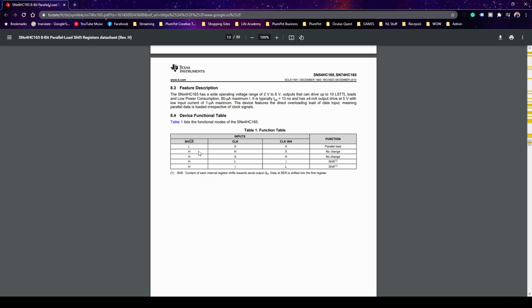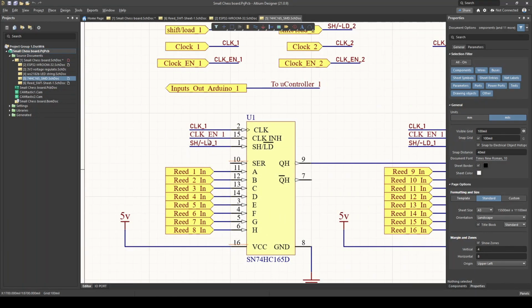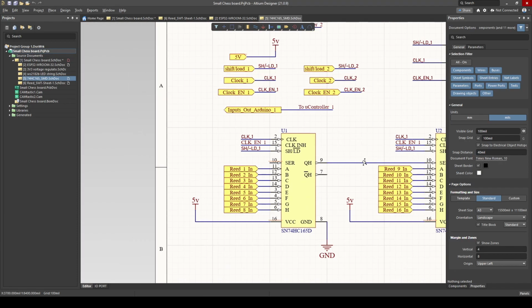So you first load it. You load your buttons. What I mean by load is we load this into it and then we shift it out. So this becomes low, it loads it into the chip. We make that high and then we toggle one of these while keeping the other one low, and we'll keep shifting it.